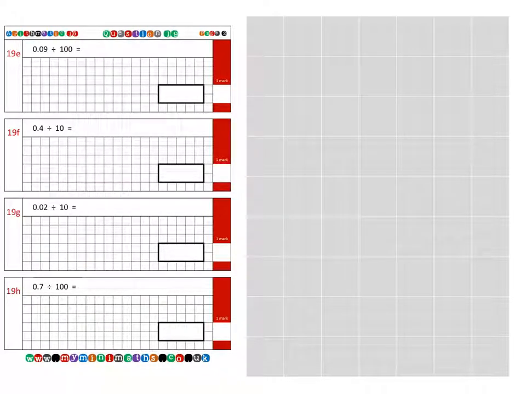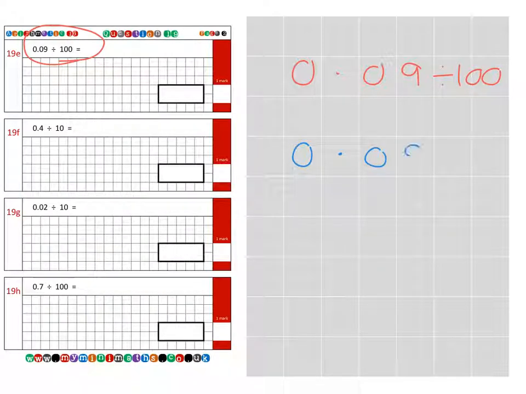Today I'd like to look at a couple of extra questions, because this time they're going to be dividing by 100. So first one is 19e, which is on the second page. So if we take the question, 0.09 divided by 100, and if I take that original value of 0.09, this time we're going to move it two spaces to the right, because we're dividing by 10, which is the same as dividing by 100.